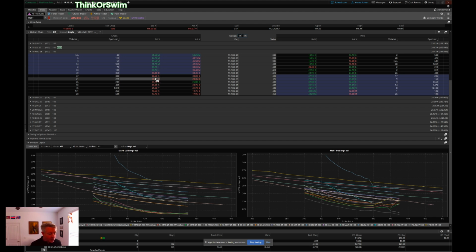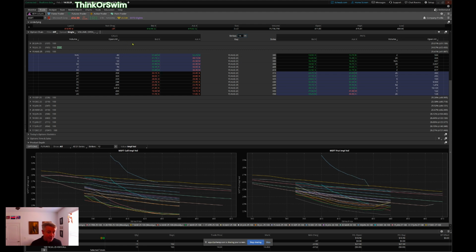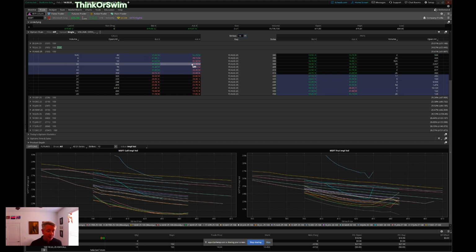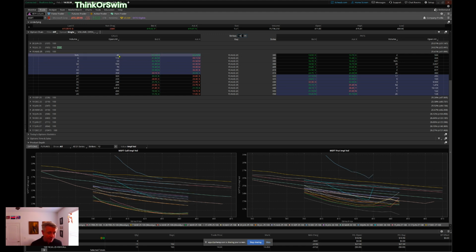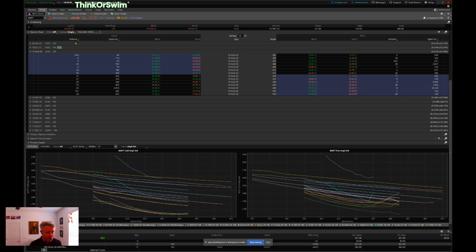Two other columns I want to talk about real quickly. And you might need to add these into your display if you don't see them by default. But mark my words, these do exist in every broker platform. So open interest. This is the number of contracts currently open. There's also volume. So just like trading stock with volume, right? It's how many shares have traded that day.